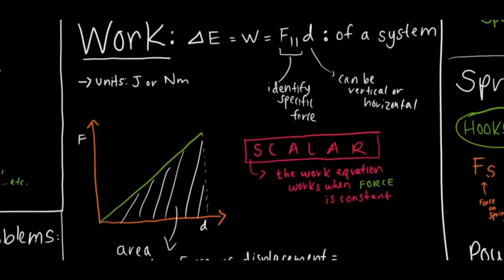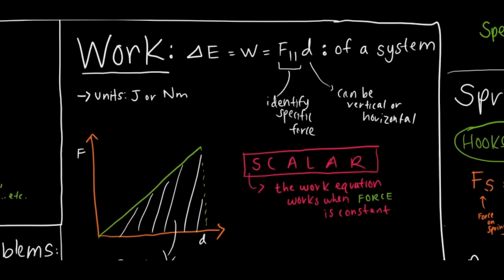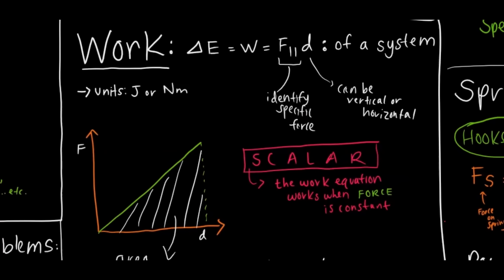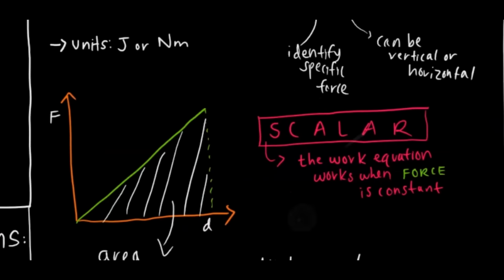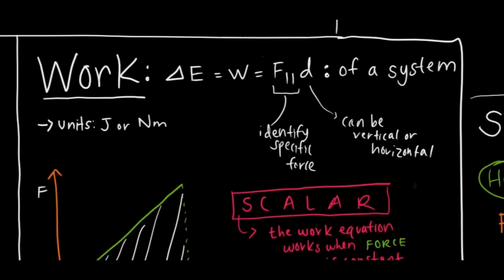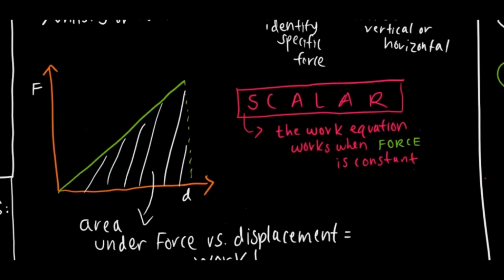So something to know about work is that work can be positive or negative depending on the directions of the force and displacement. What I mean by parallel is that if the force is parallel to the displacement and they are in the same direction, then it'll be positive work. Now, if the force is parallel but in the opposite direction of that displacement, then it's going to be negative work because it's acting against it. All right, and the graph of force times displacement is equivalent to work. And that can be easily seen through that equation where the values are multiplied.